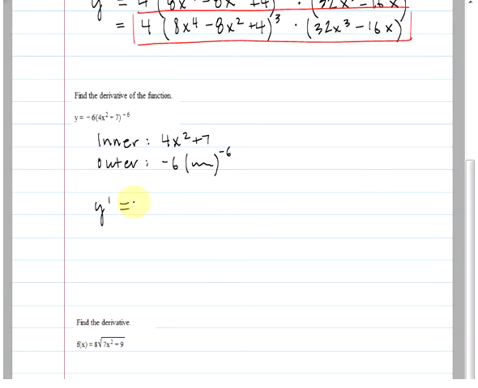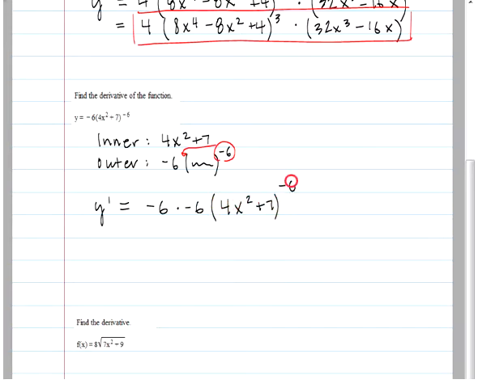The derivative of the function would be, we're going to take the derivative of the outer function using the power rule by moving this power down in front and then decreasing it by 1. So I'll write that out here. So we're going to leave that coefficient of negative 6. We're going to bring the exponent of negative 6 down as a multiplier. We're going to leave the inner function alone, so I'm just going to rewrite it.